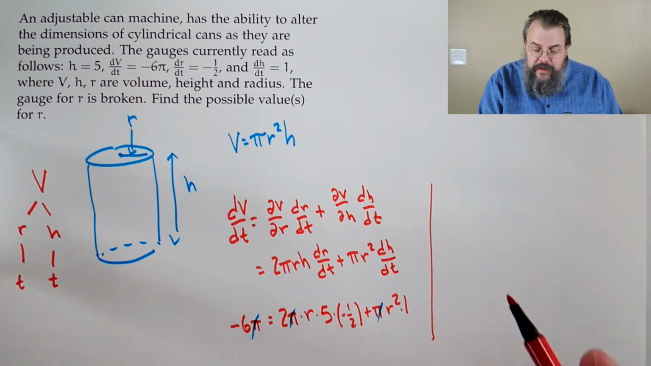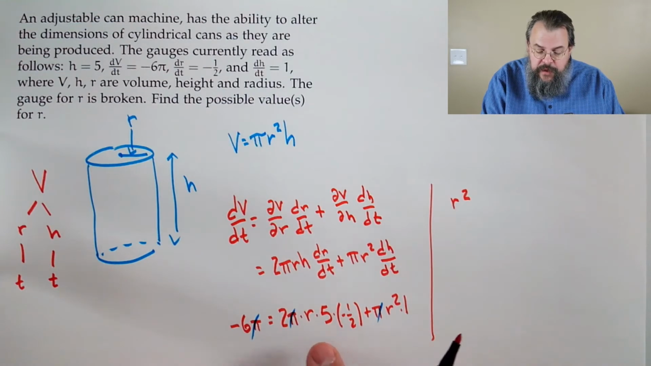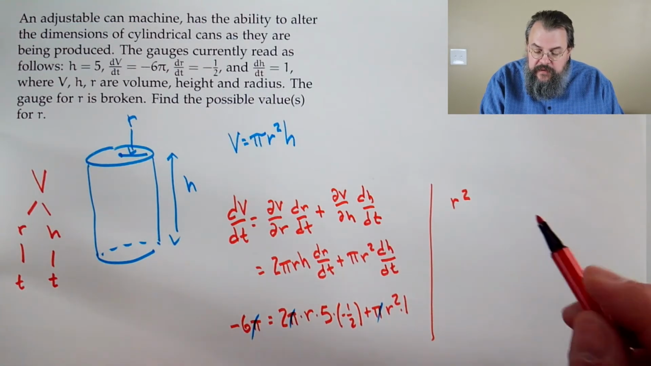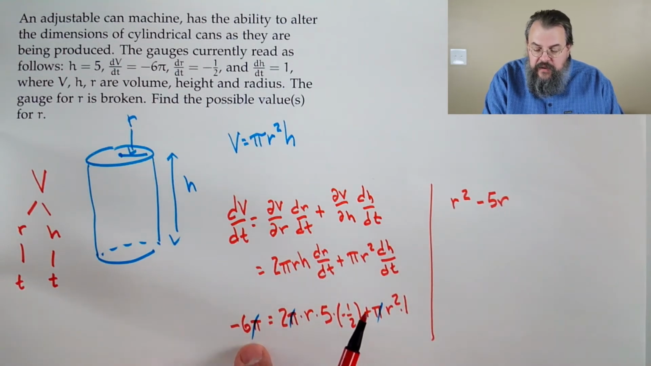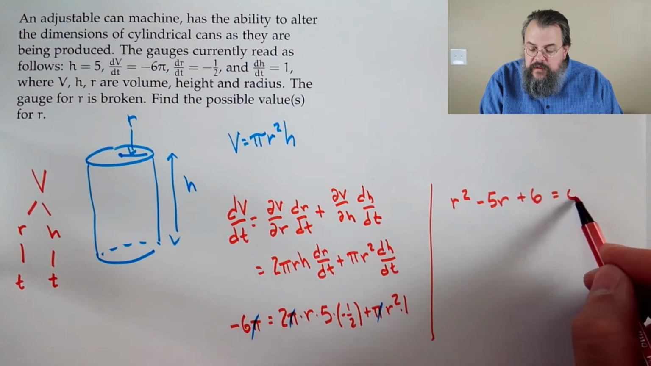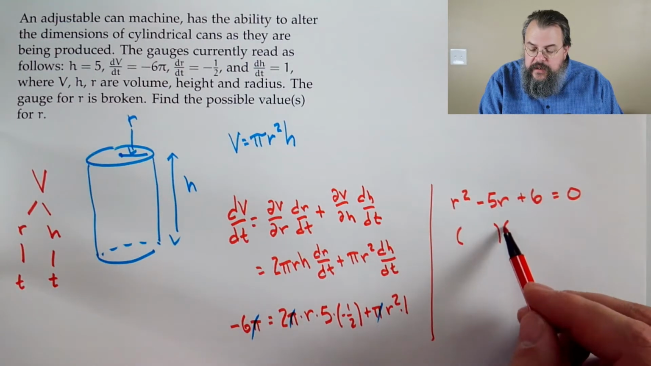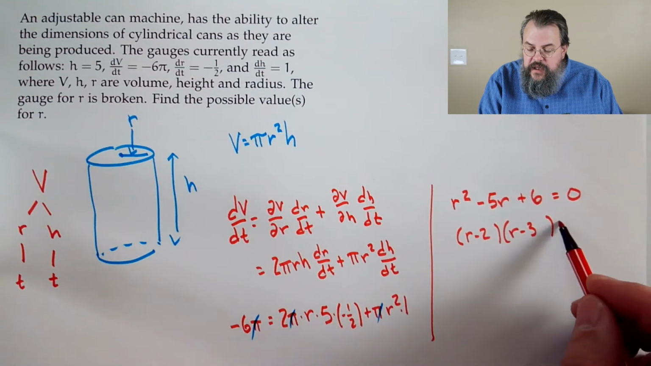We have R squared, okay. Then we have 2 times minus a half times 5. That would make it minus 5r. Then there's a minus 6. We'll bring it across as a plus 6. Is that equal to 0? Well, that factors. R minus 2, R minus 3.